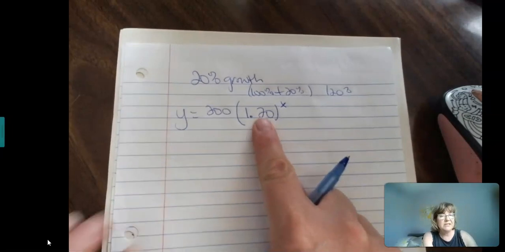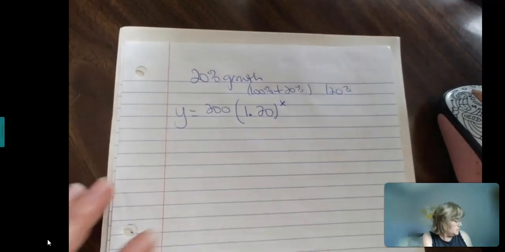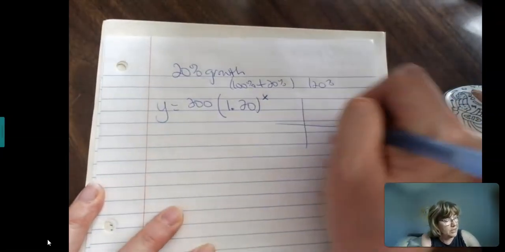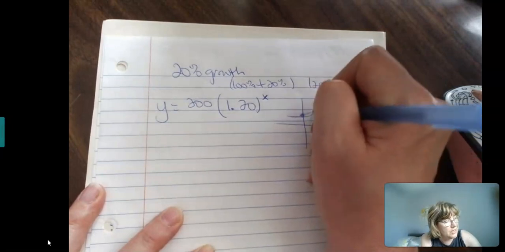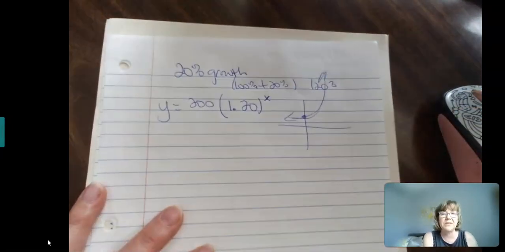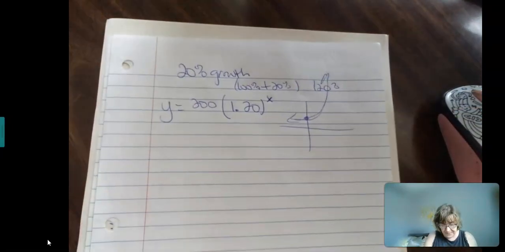All right, so if this multiplier is bigger than 1, you are growing. And if that multiplier is less than 1, you are decaying. So growth would look like we're starting at $200, right? And then we're just going infinite. Okay, it's growing.